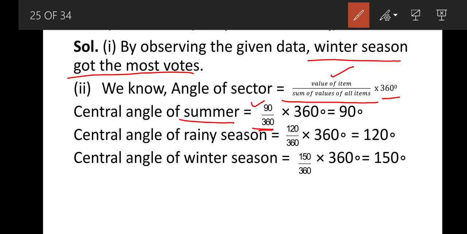So for summer season, the angle will be 90 over 360 into 360 degree. You will be getting 90 degree. For rainy season, it will be 120 over 360 into 360 degree. That is equal to 120 degree.